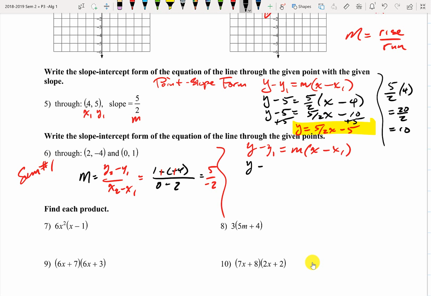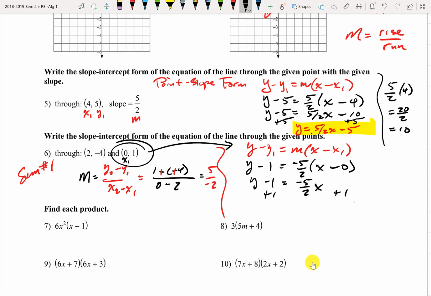So y minus, I'm going to use this one, it's easier. So y minus 1 is equal to your slope, negative 5 halves, times x minus the x-coordinate. X-coordinate x1 is 0. Okay, so it's 0. So you have y minus 1 is equal to negative 5 halves times x, and then add 1 and you're done. So you have y is equal to negative 5 halves x, all right, plus 1. Final result.